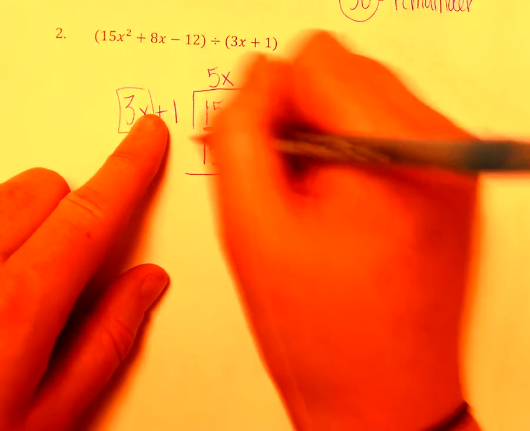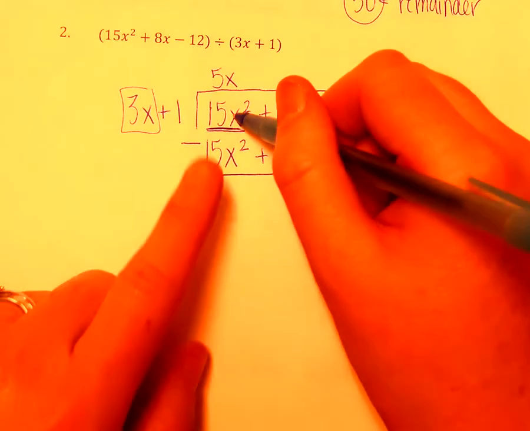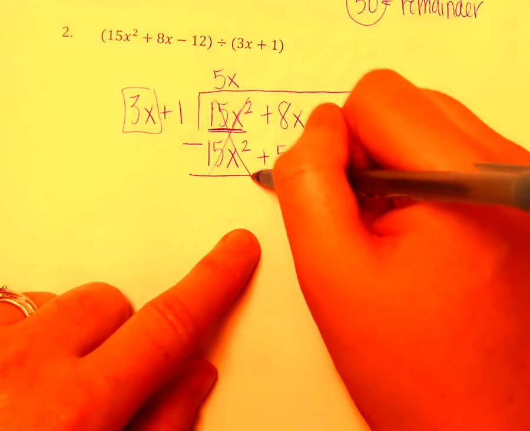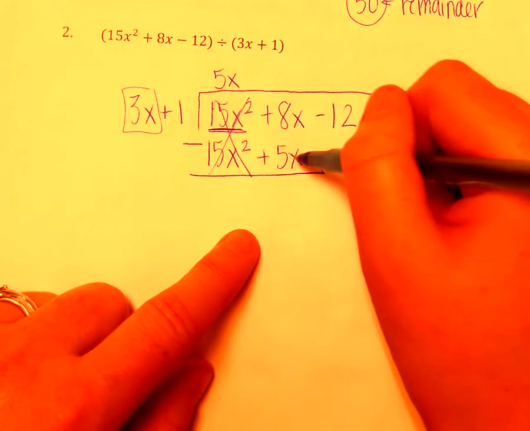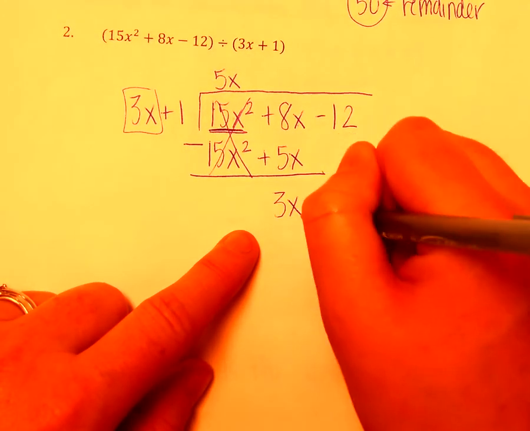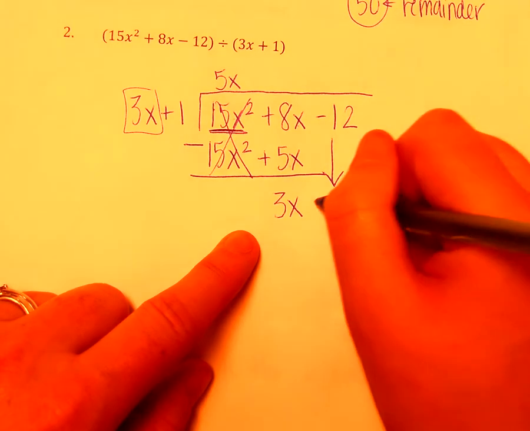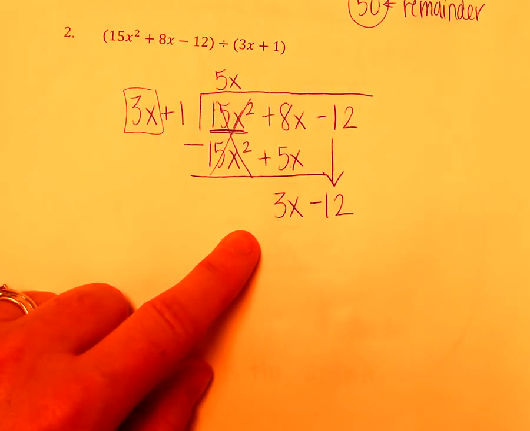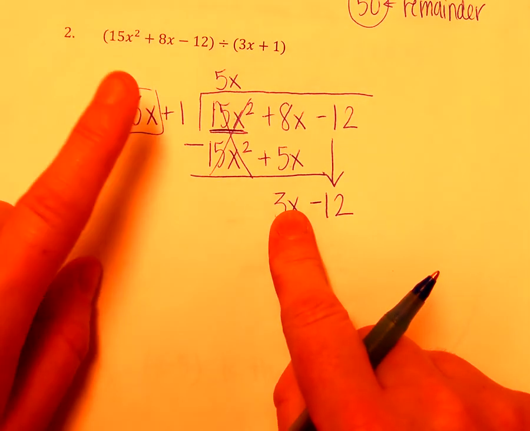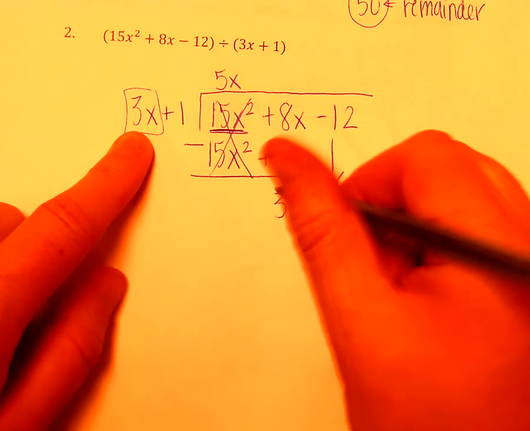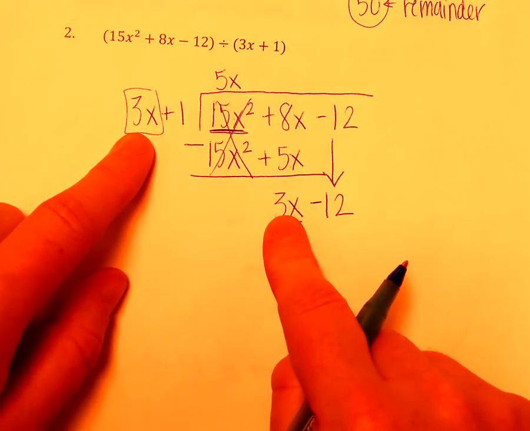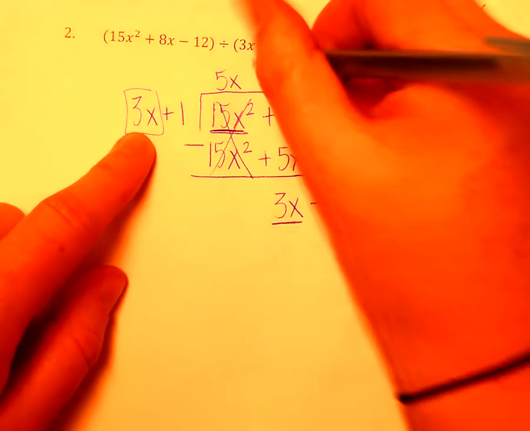Draw your line, subtract. These two always better cancel out. These first two cancel out. 8x's minus 5x's, that's 3x. And then I'm going to drop that negative 12 down, so minus 12. Then I've got to think about 3x times what will give me 3x. Well, that would just be times 1, because 3x times 1 is 3x. So I'm going to write plus 1 up here.